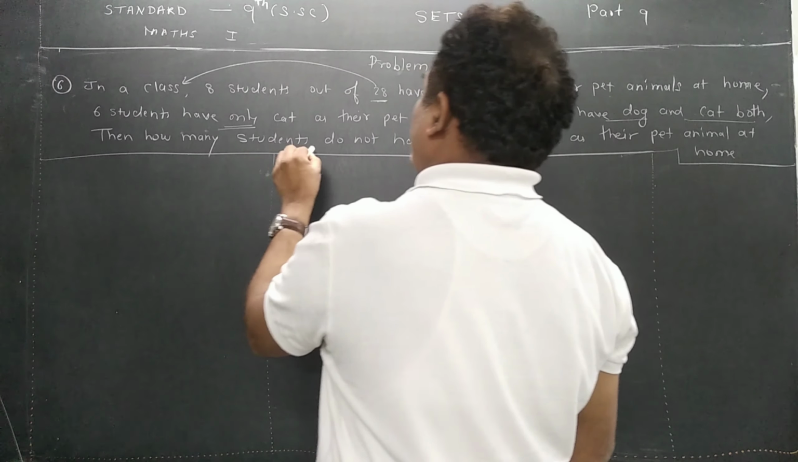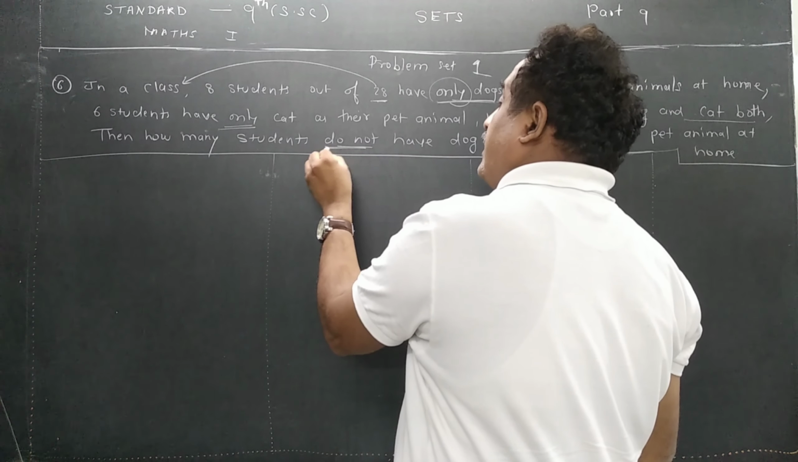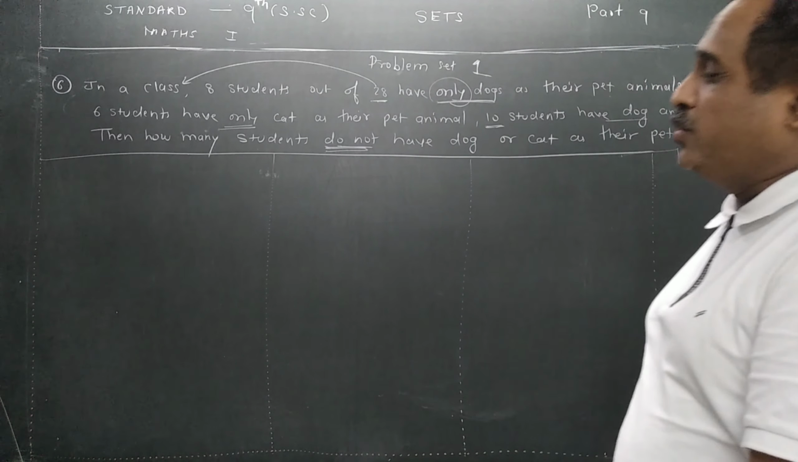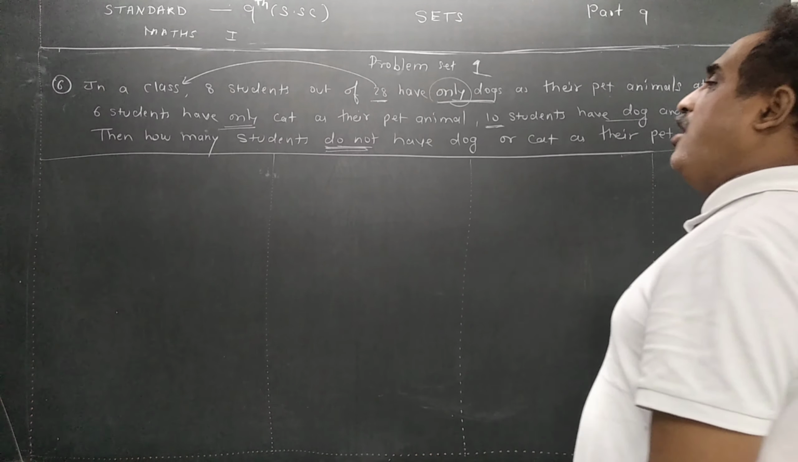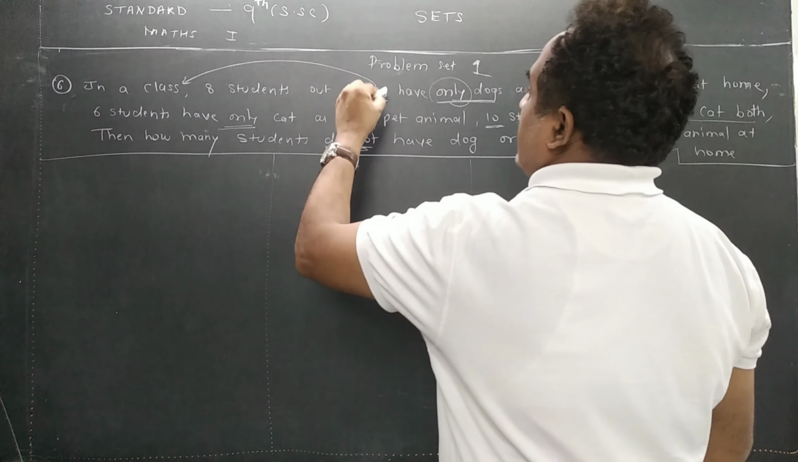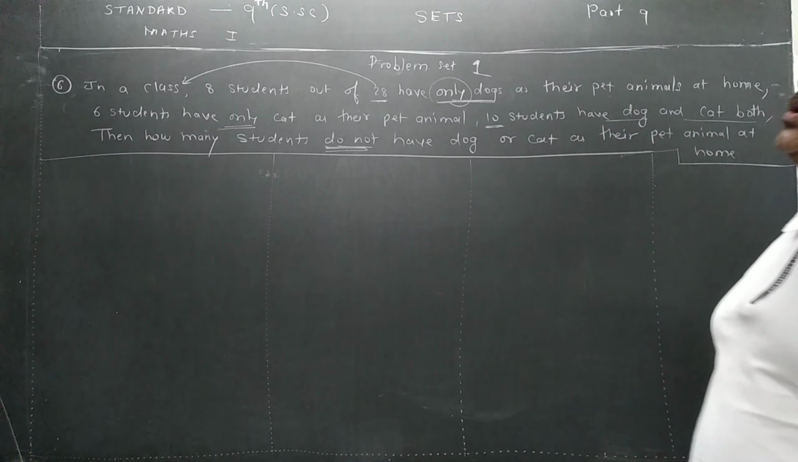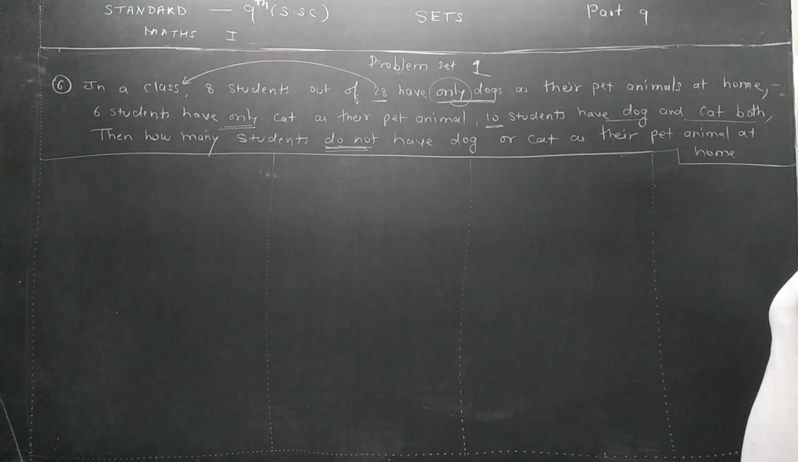Then how many students do not have? Again, I told you from the beginning, I told you, who do not drink tea or coffee. वैसा ही question है. So when it says do not have, this class we will take as the universal set. Is it right?